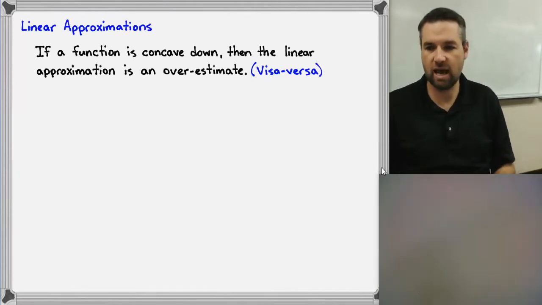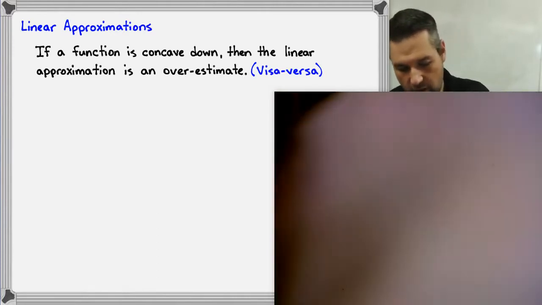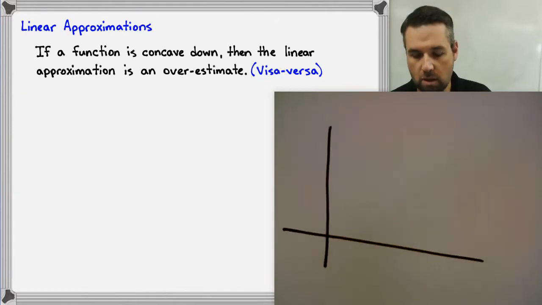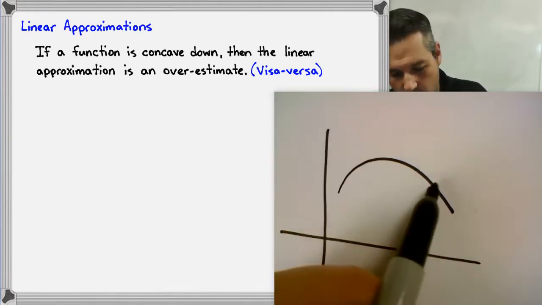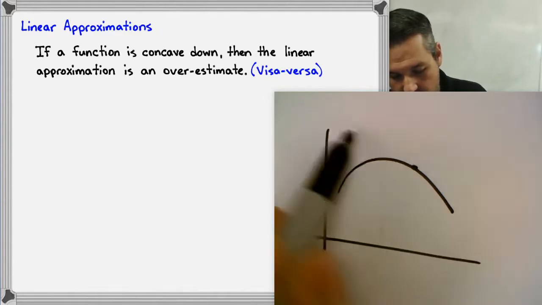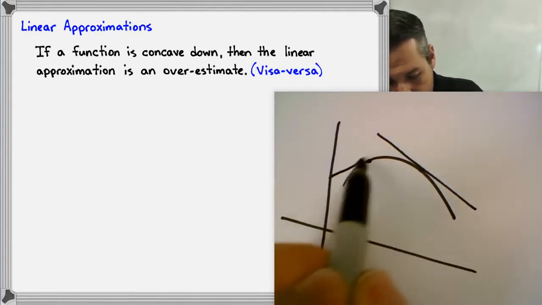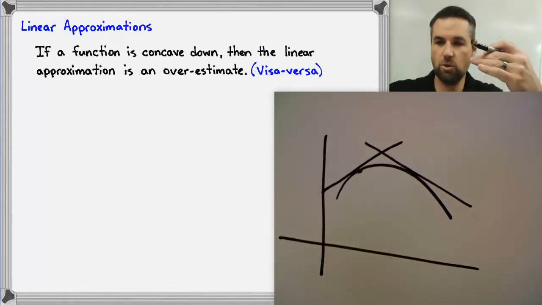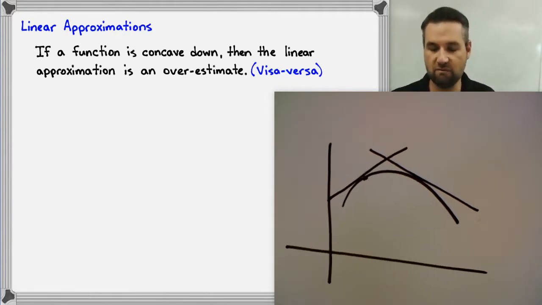So we can see that. If I were to graph a concave down function, something like this, concave down, we can see that no matter where I put a tangent line, if I put a tangent line at that point, or if I put a tangent line at this point, no matter where I put that tangent line, the tangent line will always lie above that function because that function is concave down.